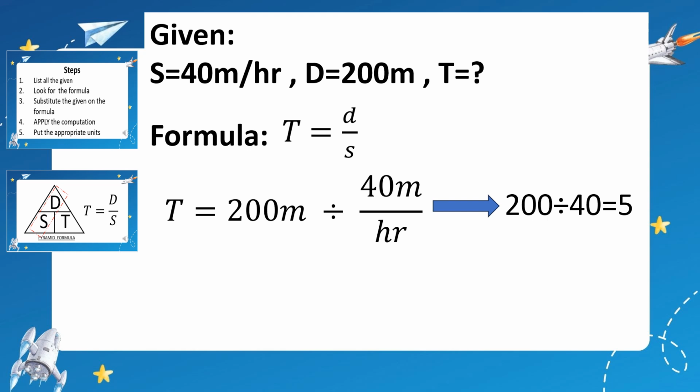But for the video, I'm going to show you 200 divided by 40, which will give you the answer of 5. So again, be mindful of the units. As you can see on my slides, there are 2 letter M, which is meter.